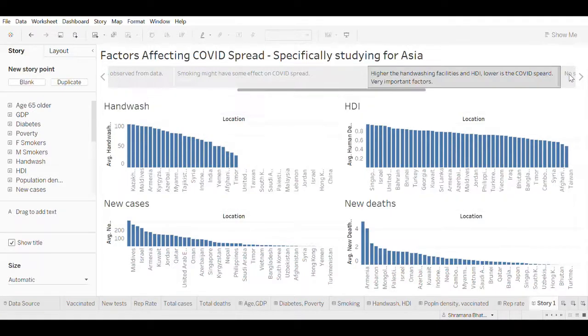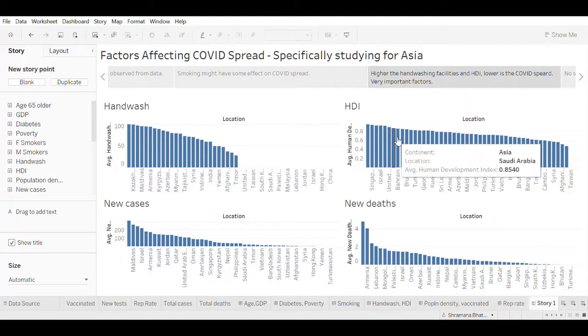Next one, this I think is a very important factor, that is the higher the hand washing facility and the higher the human development index, the lower should be the COVID spread, right?